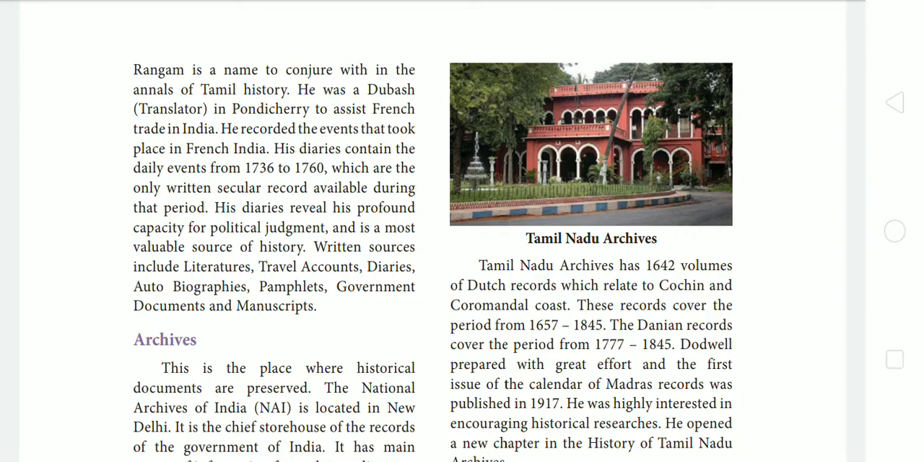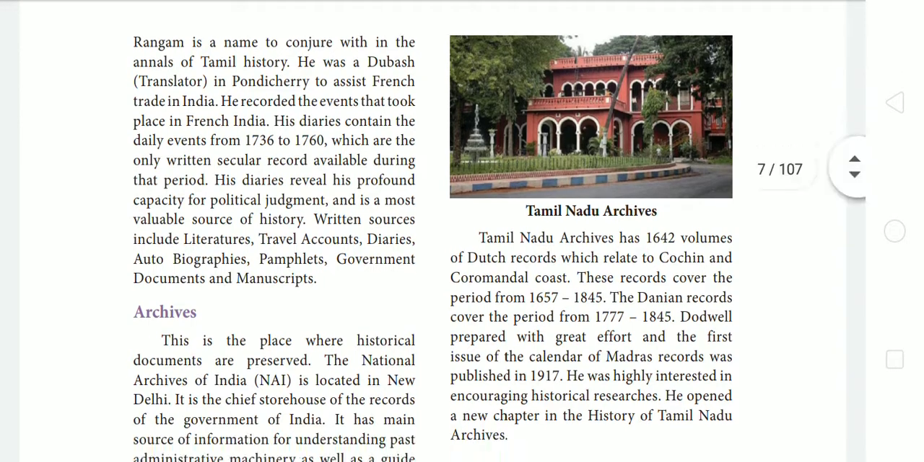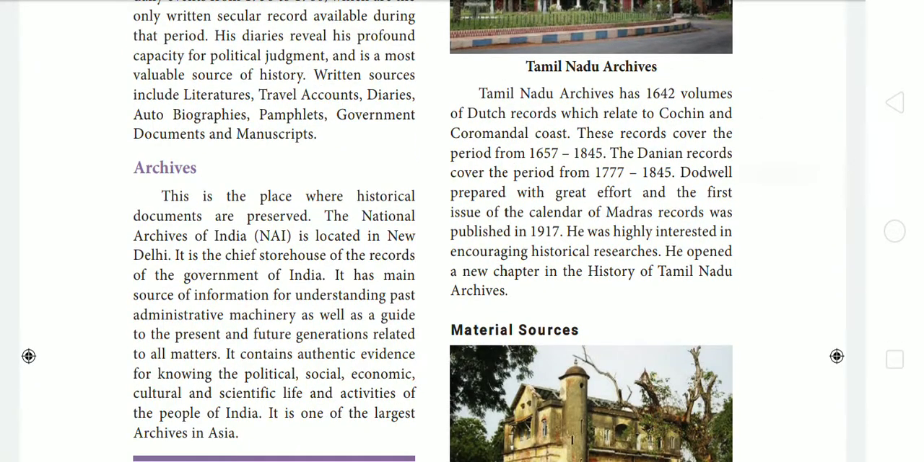Next one, archives. What is meant by archives? I had already told you. This is the place where historical documents are preserved and stored.